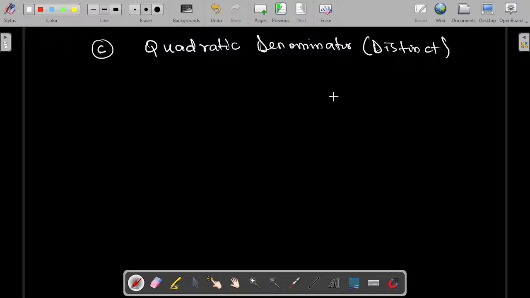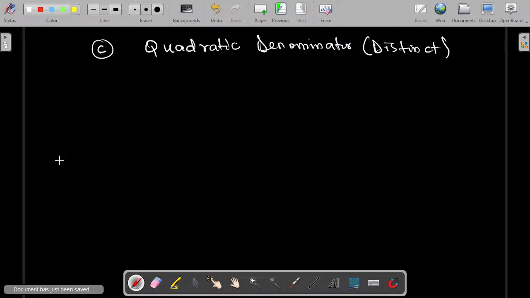So what if your denominator is not linear? What if they are quadratic and they are distinct quadratic denominators? What do you do? Okay, so quickly let's look at some examples so that we will know how to handle distinct quadratic roots.